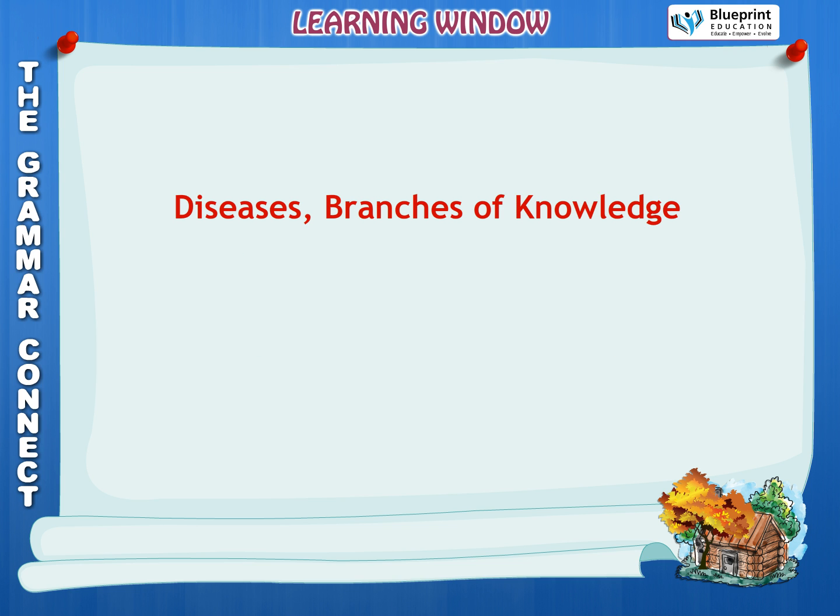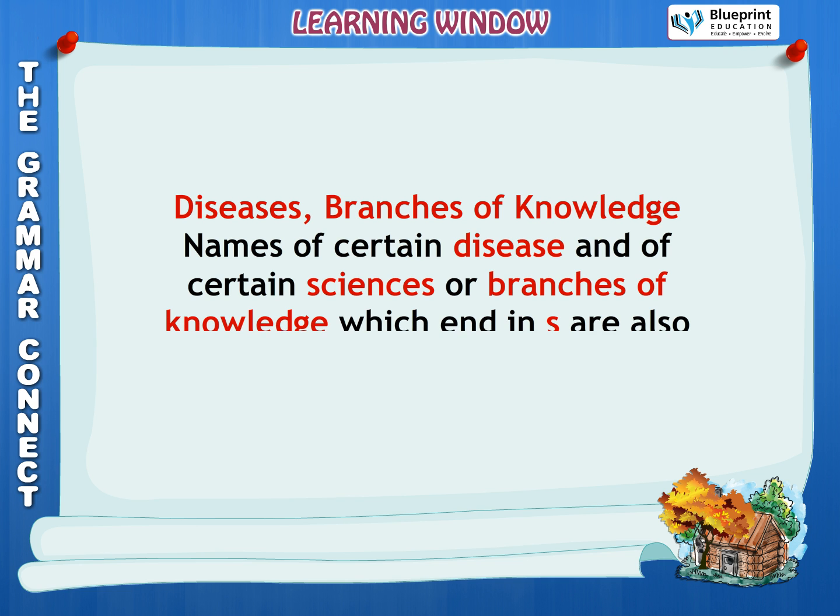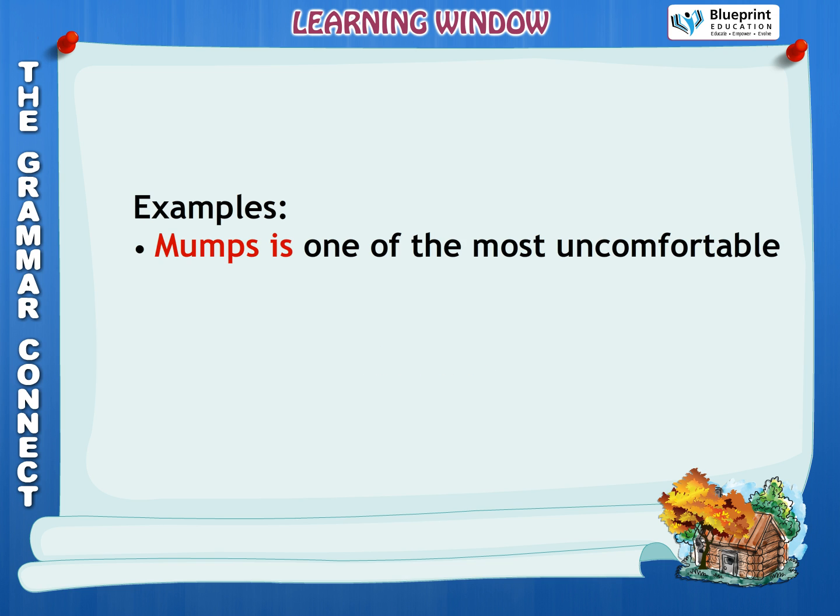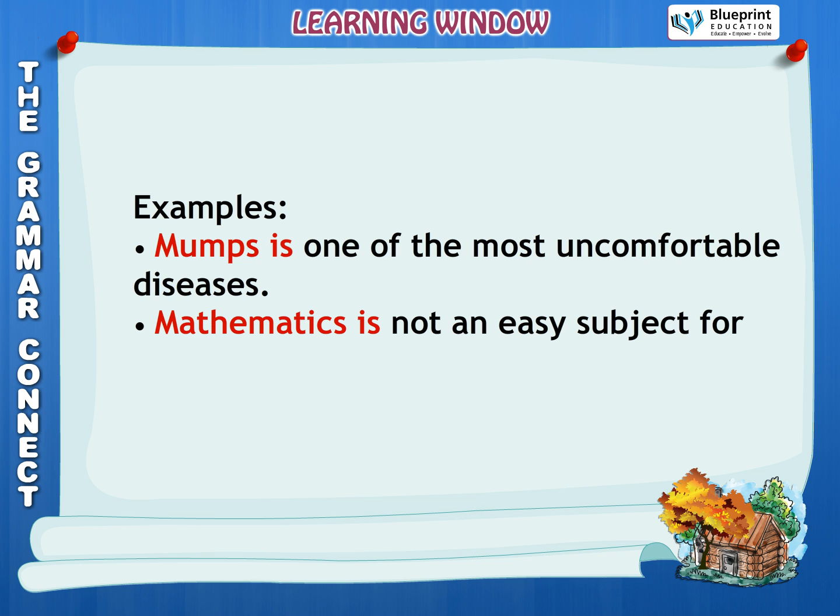Diseases, branches of knowledge. Names of certain diseases and of certain sciences or branches of knowledge which end in S are also singular. Examples: mumps is one of the most uncomfortable diseases. Mathematics is not an easy subject for some people.